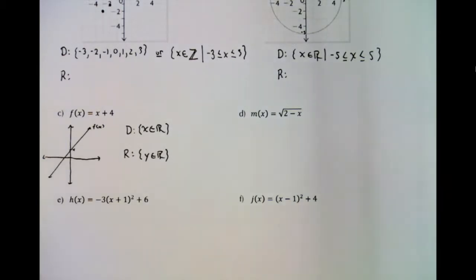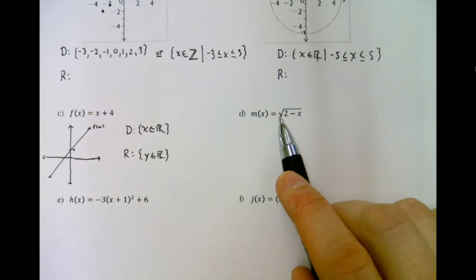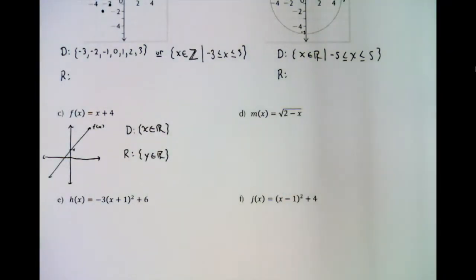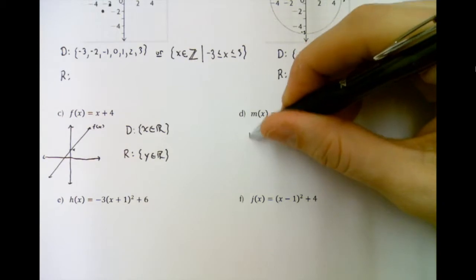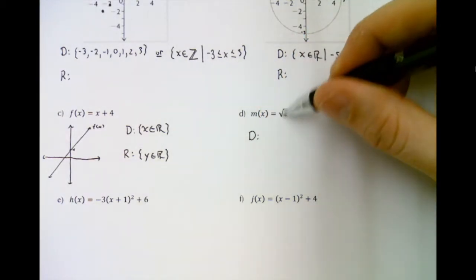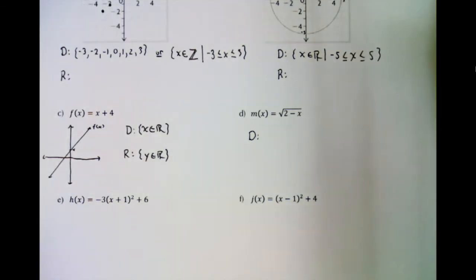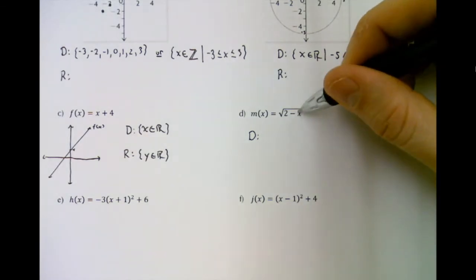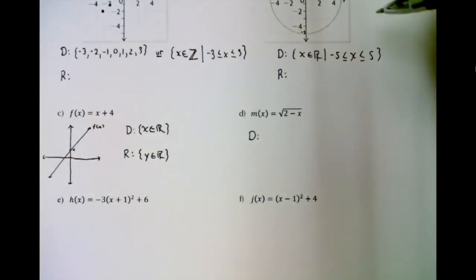D is a little trickier. D is the square root function. And since we haven't worked much with transformations, we're not going to sketch this using transformations. We're going to think about this one logically and try to reason out the domain. So what do we know about a square root? Well, what we know about the square root is that you can't take the square root of a negative number. So we have to ask ourselves, what numbers could we put in for x that would give us a negative?